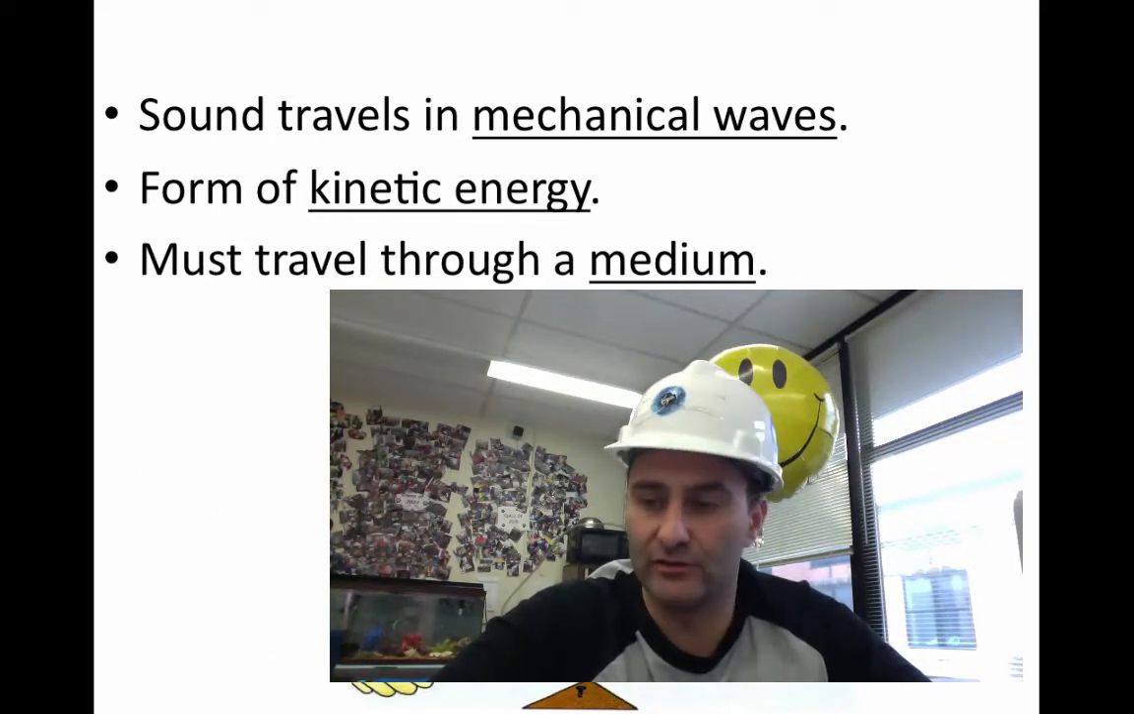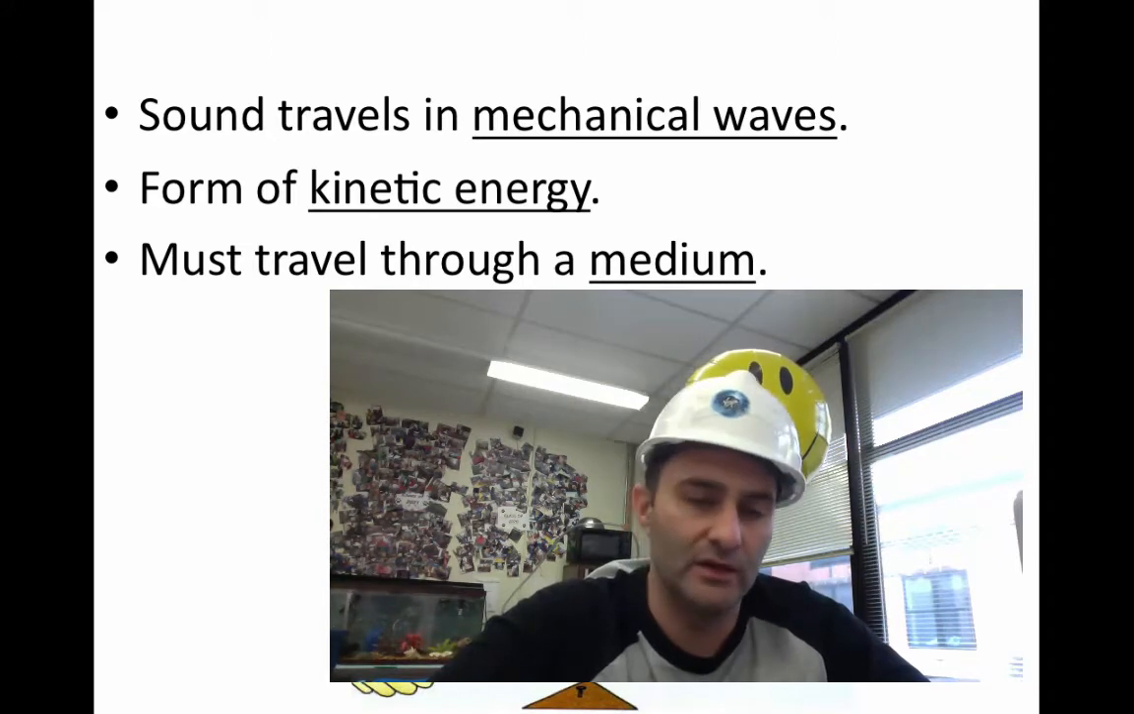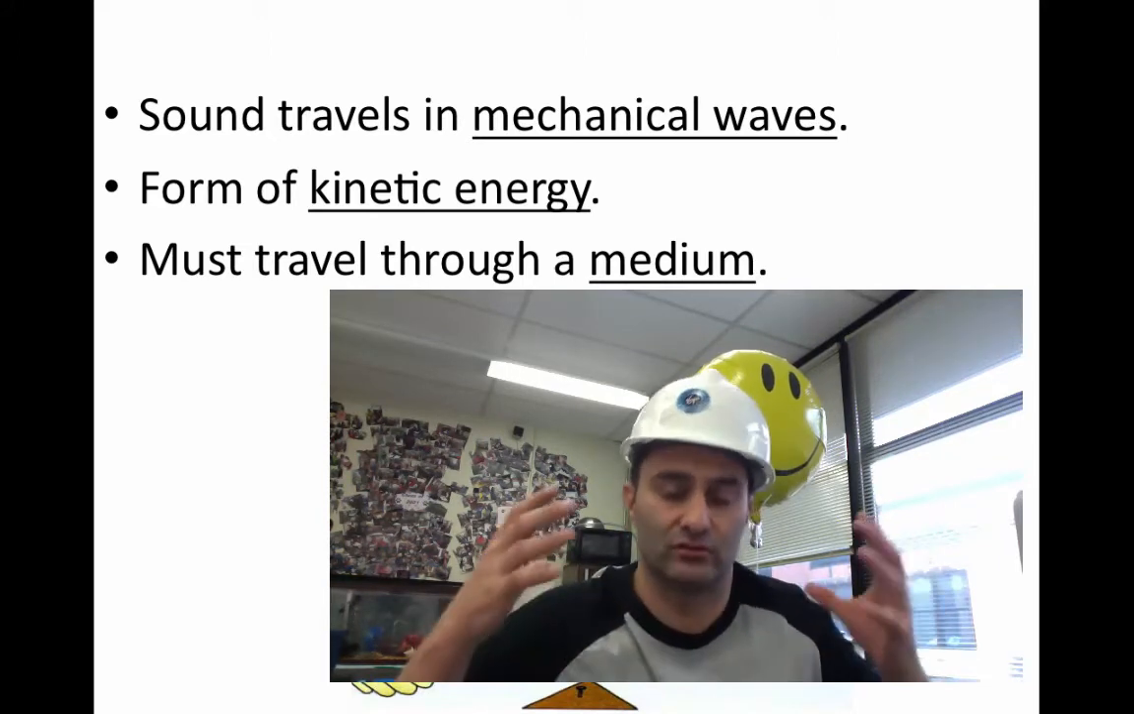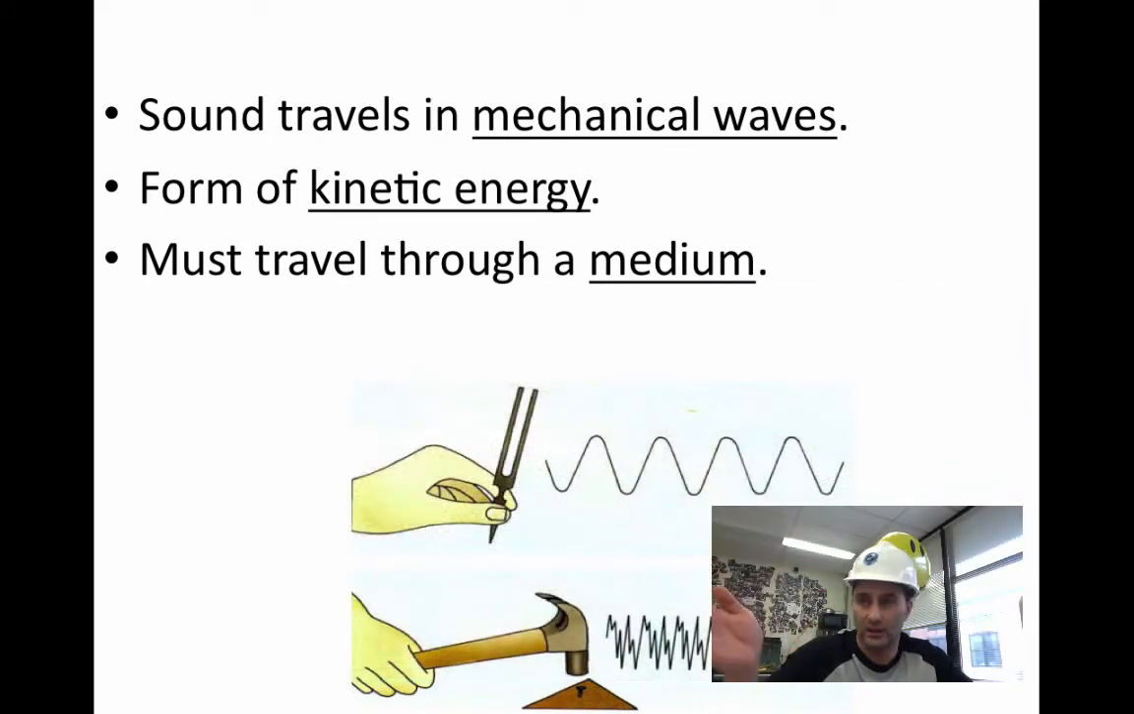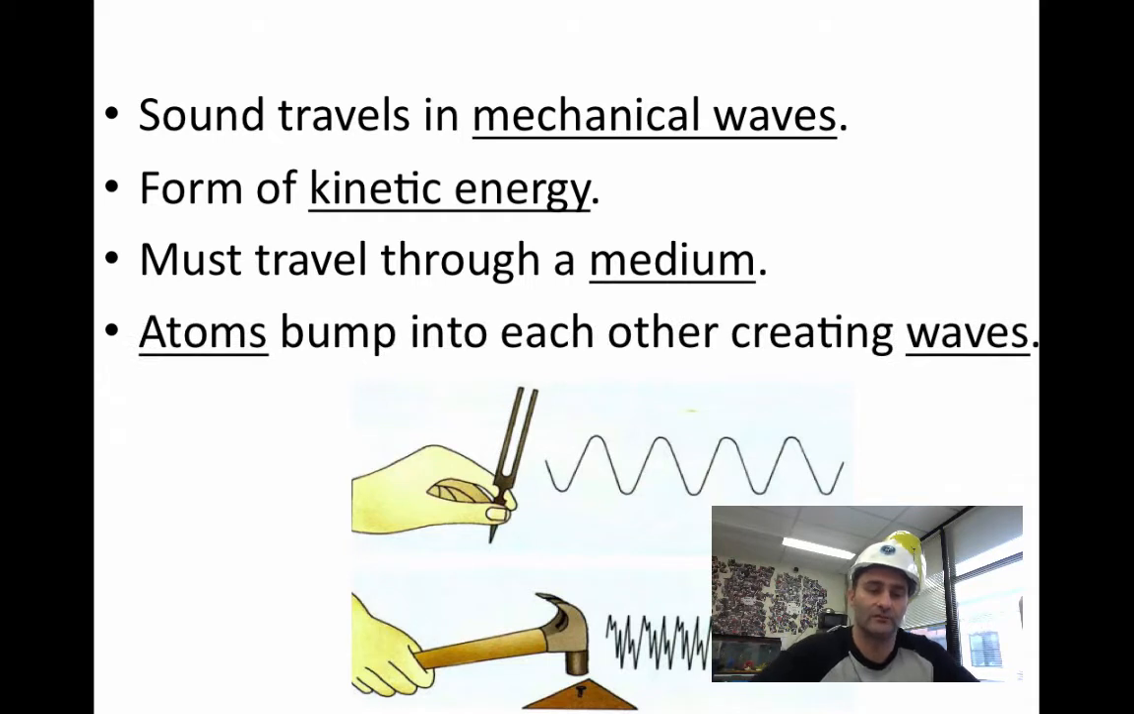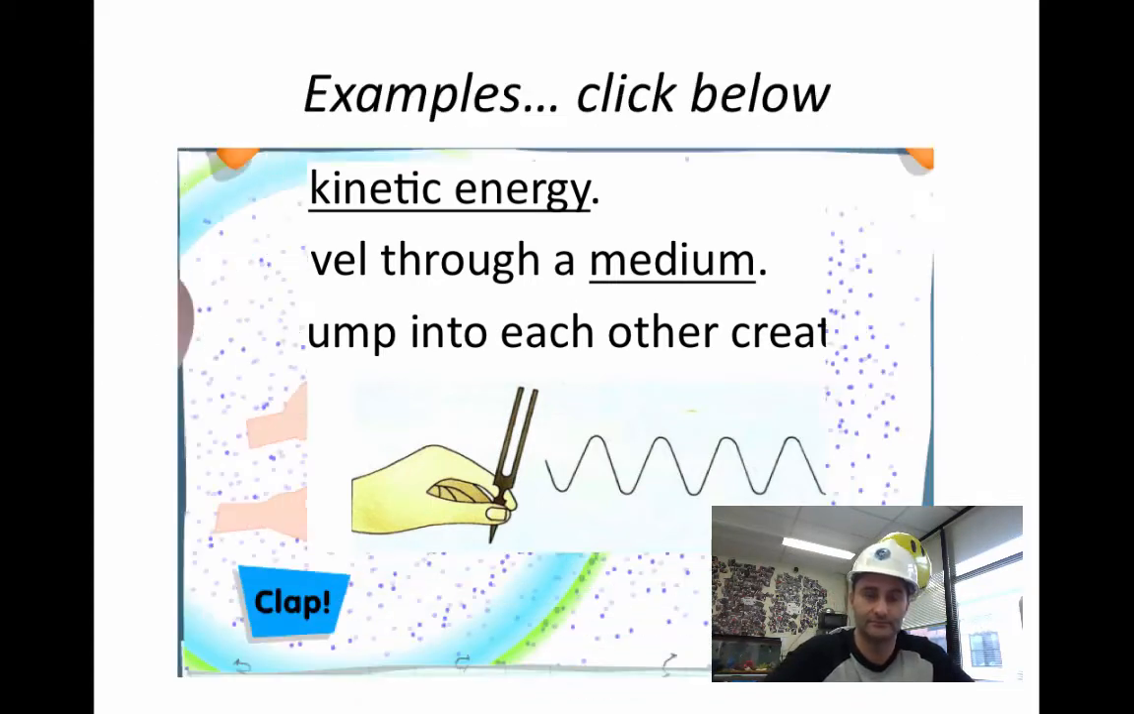And it must travel through something called a medium. A medium is just a fancy way of saying it's traveling through something. So either a gas, a liquid, or a solid. We did a couple of little demos in class with the laser pointer and the glasses of water. Remember, the gas was a medium. The glass, even though it's a solid, was considered a medium. And the water was also considered a medium. The atoms will bump into each other, and this creates what we call a wave. Much different than a light wave, but it's still a wave nonetheless.